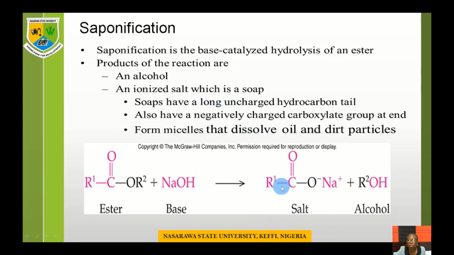So this is a salt, which is a soap, and that's why it forms micelles that dissolve oil and dirt particles. That's why you use soap in washing oil and dirty particles at home. So it's a reaction between ester and a base. Ester is your triglyceride plus a base, which is sodium hydroxide. Then you have a salt, and then you have an alcohol. Your salt is your soap.